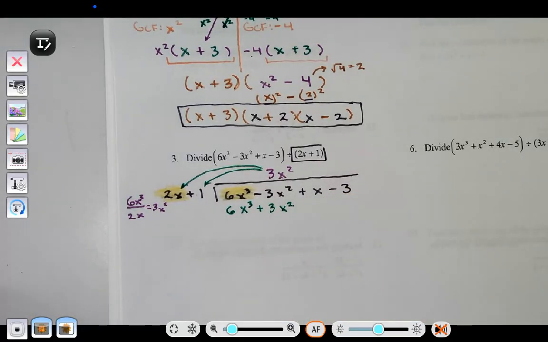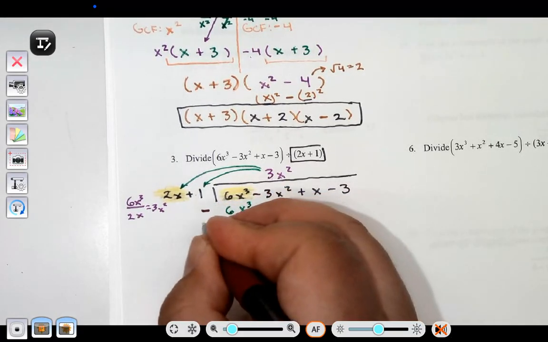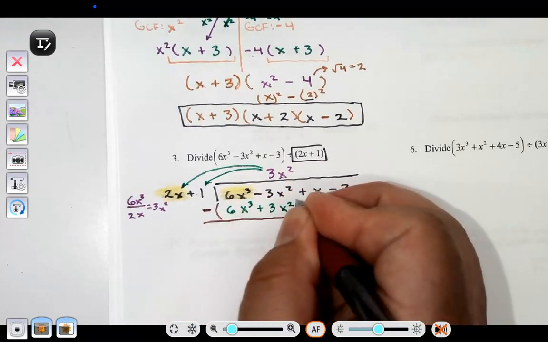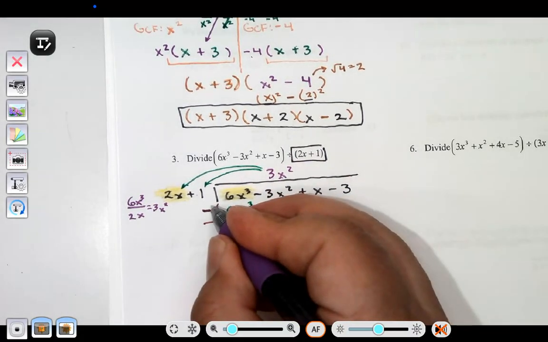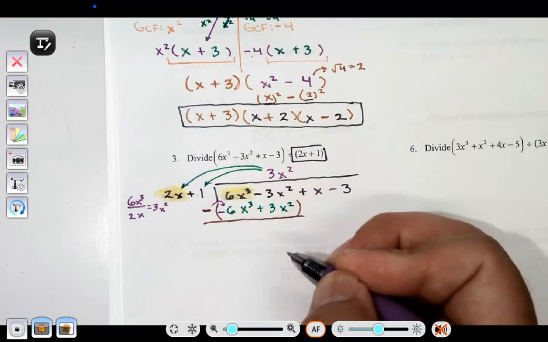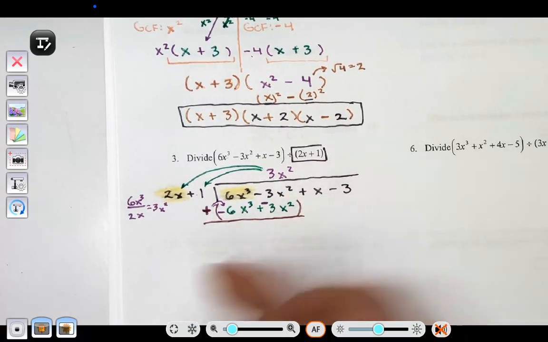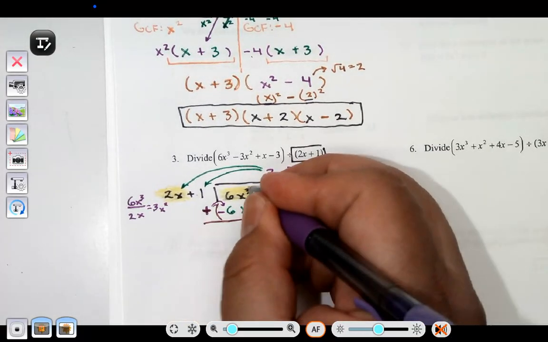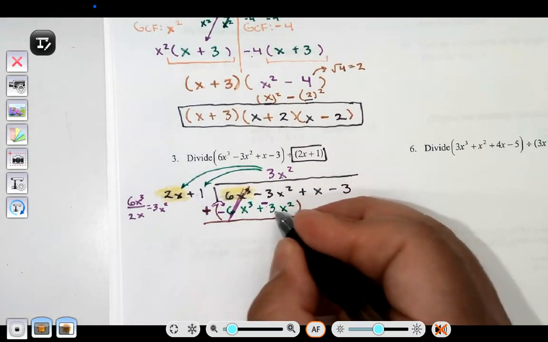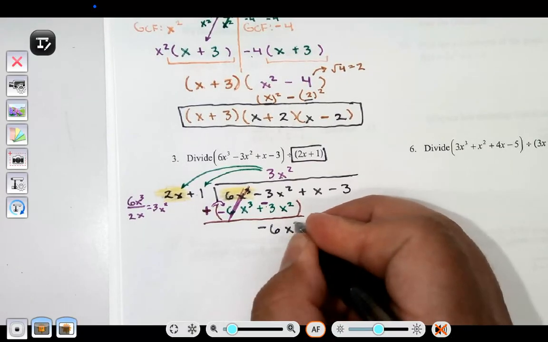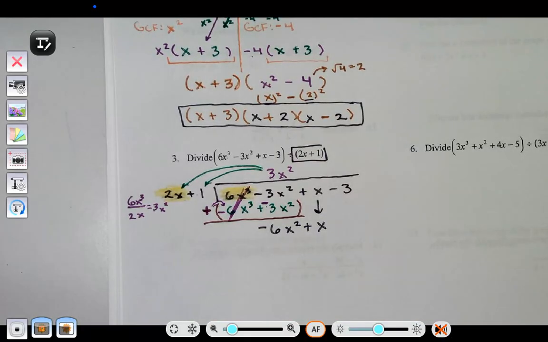Okay, so according to the word wall, the next step is to subtract. But remember, I am subtracting both of these. So one of the things you can do is you can go in and change all of your signs. When you distribute that negative, well, this becomes negative. You distribute the negative over here, this becomes negative. And now it just becomes combining like terms. This is gone. Negative 3 minus 3 is negative 6x squared. And then we bring down the next term. And now the process starts all over.